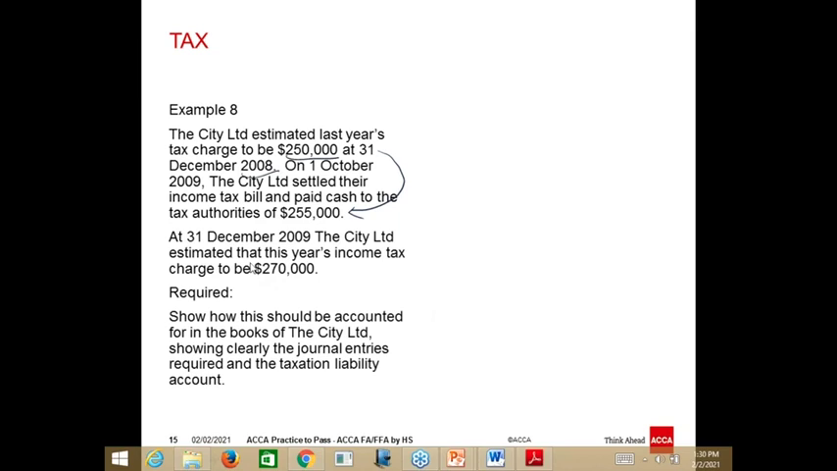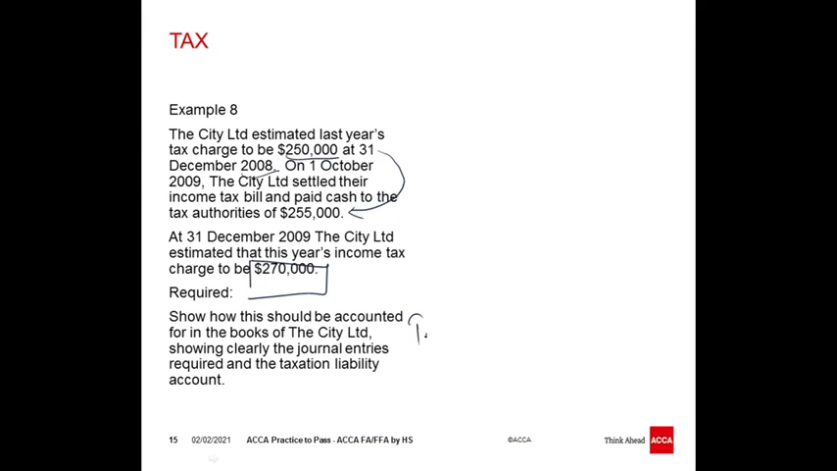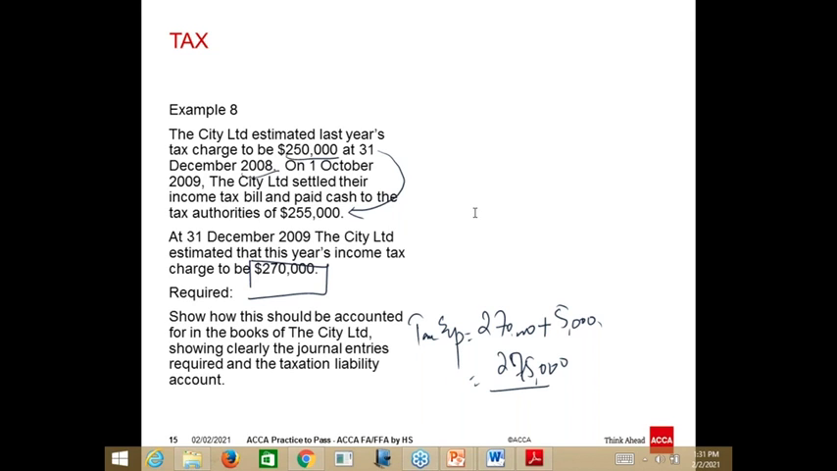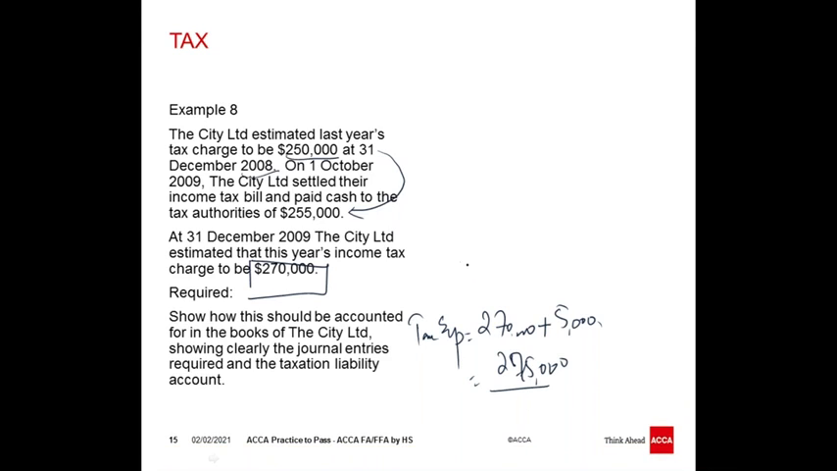For the next year, we have estimated the tax of 2,70,000. So for the next year, the tax expense will be 2,70,000 plus last year's 5,000, which was underprovided. The total expense for the current year will be 2,75,000. Is it clear? So do remember this, underprovided tax should be added in the next year's taxation and overprovided tax will be deducted from here. Because we have charged lesser tax in the expense in the previous year, therefore we have to adjust this 5,000 in the current year.